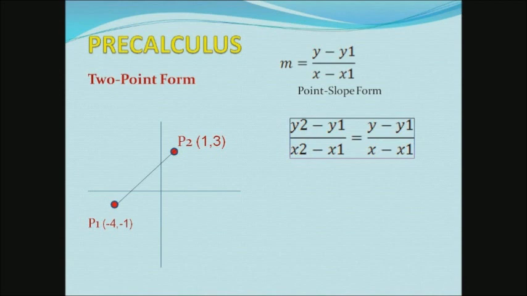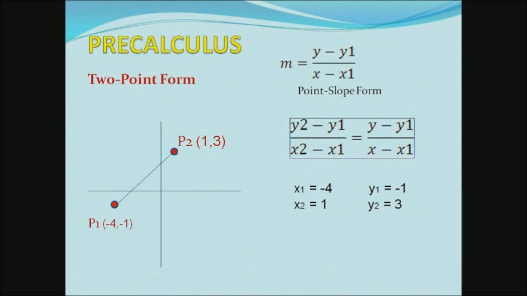So, this is now our 2-point form. All of these variables x1, x2, y1, y2 are coordinates of our 2 points, point 1 and point 2. So, for our example now, we have 2 points, point 1 and point 2. Therefore, our x1 would be negative 4. Our y1 is negative 1. For our x2, that is coming from point 2, that is 1. And our y2 is equal to 3.